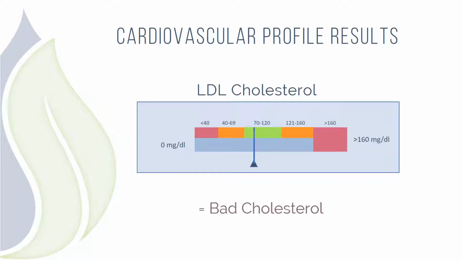120 range is optimal. On the lower side of that, if you have many risk factors or you've had previous cardiovascular problems, and on the higher side of that, if you're not having problems. We think less than 40 is too low, where you may not actually have enough cholesterol to synthesize things like vitamin D and to keep your membranes healthy. And then over 160 is definitely too high. We call 121 to 160 moderately high and 40 to 69 moderately low.